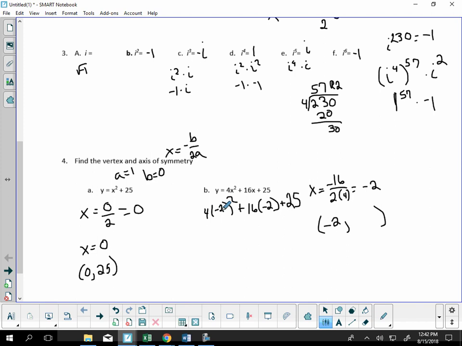That's going to be negative 2 squared is 4. 4 times 4 is 16. 16 times negative 2 is a negative 32. Plus 25. Combine your like terms, start left to right, that's negative 16 plus 25. I'm going to get 9. So there's my axis of symmetry, x equals negative 2. My vertex is negative 2, comma 9.